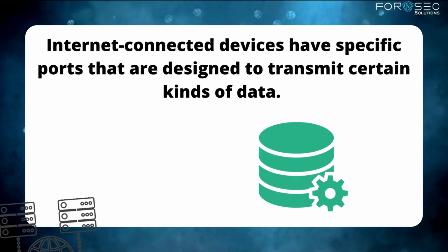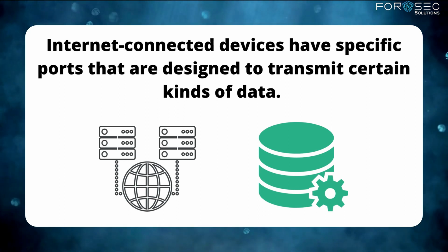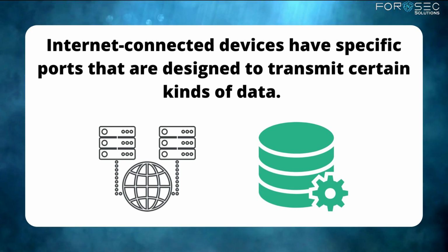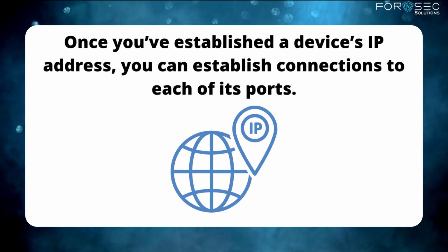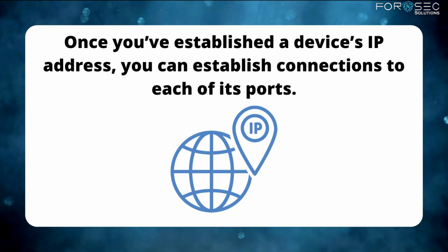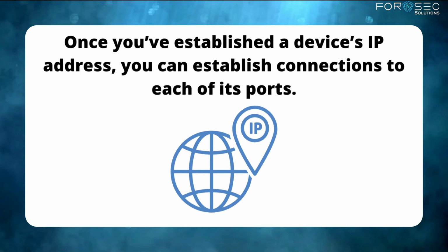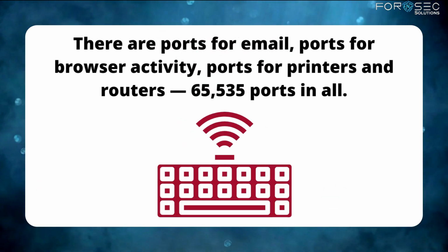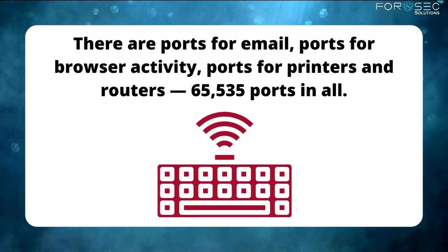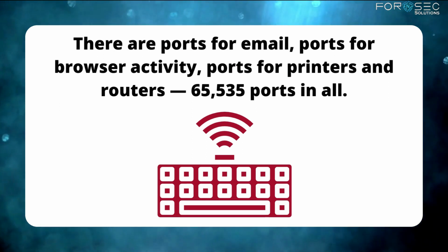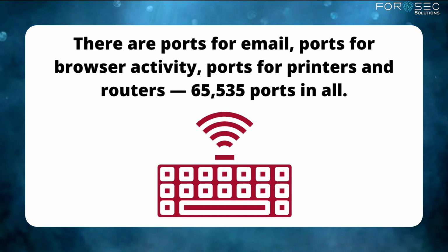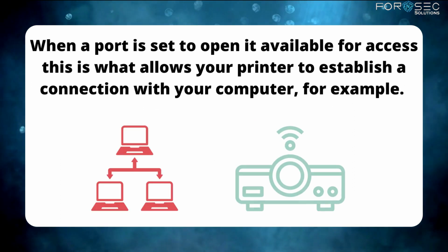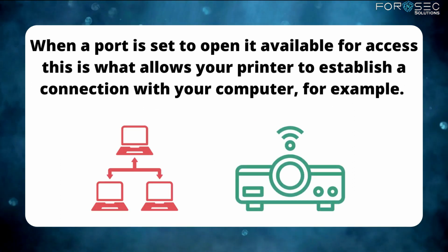Internet connected devices have specific ports that are designed to transmit certain kinds of data. Once you have established a device IP address, you can establish connections to each of its ports. There are ports for email, ports for browser activity, ports for printers and routers. Do you know there are a total of 65,535 ports in all? When a port is set to open, it is available for access.